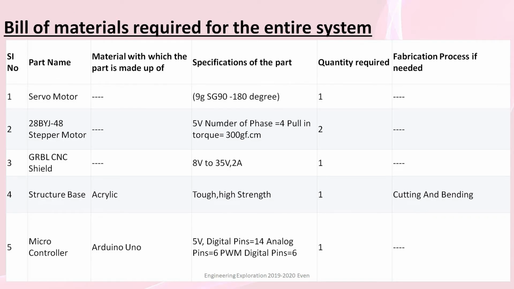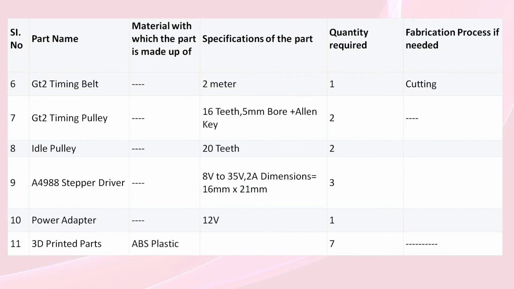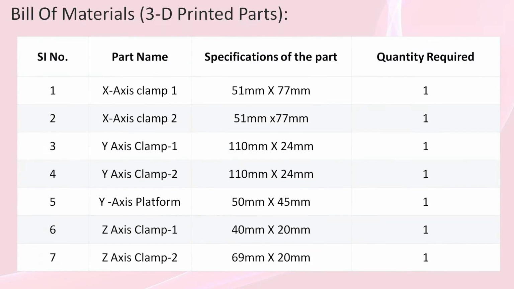One servo motor, two stepper motors, one GRBL CNC shield, one structure base, one microcontroller, one GT2 timing belt having 2 meters, two GT2 timing pulleys, then two idle pulleys, two stepper drivers, then a power adapter, and lastly 3D printed parts. Now we will see what these 3D printed parts are.